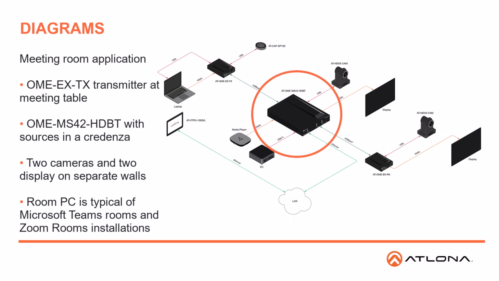Here is a wiring diagram for another meeting room application. There is a transmitter at the meeting table for BYOD. The MS42 HDBT is installed with AV sources in a credenza. This setup allows for not just 2 displays, but also 2 cameras, which is becoming more popular in meeting rooms.